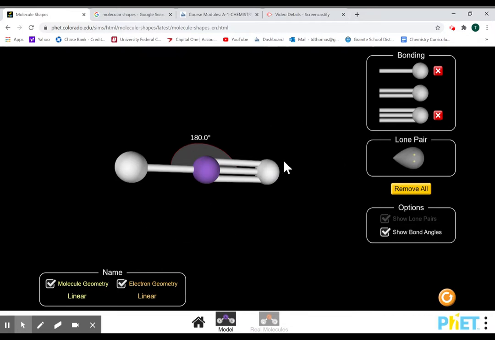Anyway, you can look through this as you go through the worksheet, the practice worksheet. You'll build specific molecules based on their Lewis structure. So make sure that you have the Lewis structure correct before you do this. Show the bond angles, show both of these, and then if you have any questions, just let me know.